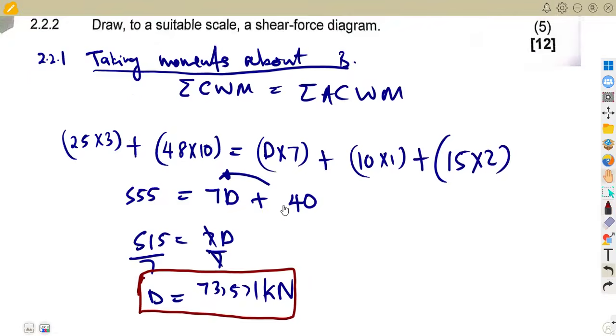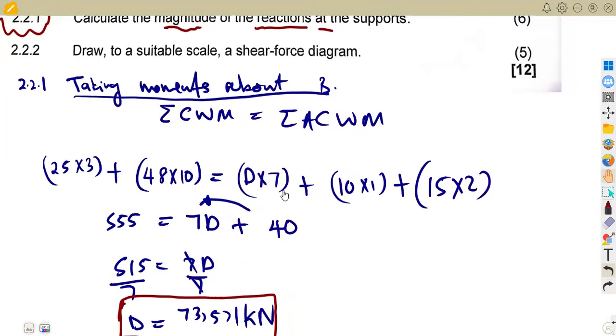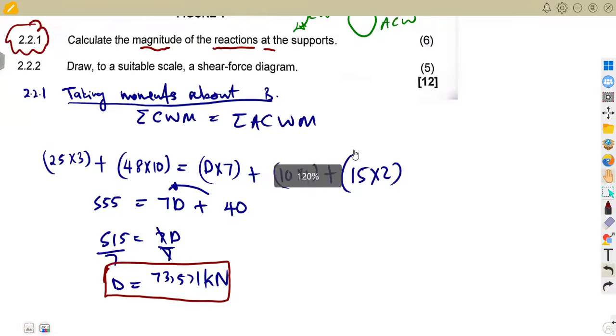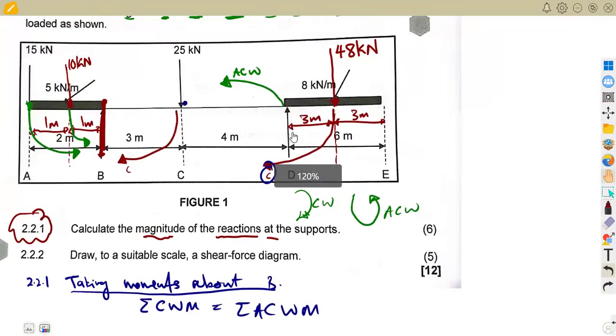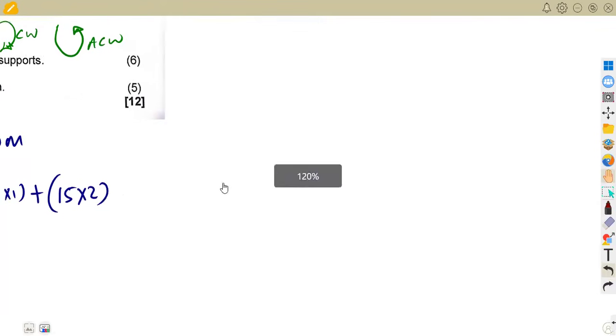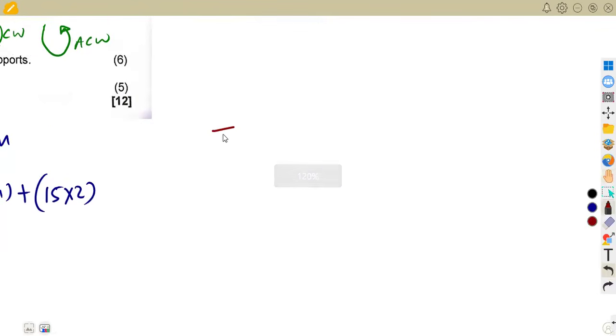Now, so that we can properly have our calculations, we are going to take our moments about another point, which is D, as our support this time. So you're gonna take moments about D this time. All right. So taking moments about D. Taking moments about the point D.